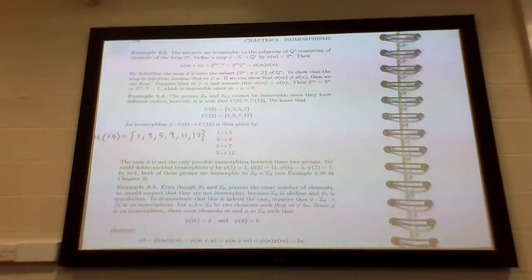Meaning precisely that for every pair of elements A, B in the domain group G, phi of the product AB is the product of the individual phi values. Okay. So we discussed this definition yesterday. We discussed several examples, both positive and negative, i.e. pairs of groups that were isomorphic, pairs of groups that weren't.